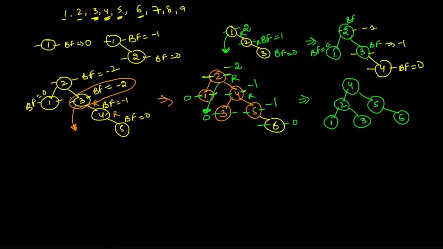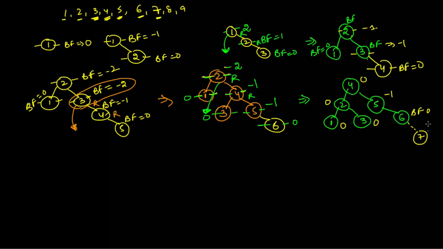Okay, now let us try to find the balance factors here. So here the balance factor is 0, 0, 0. For this 5, the balance factor is -1. For this 2, the balance factor is 0. For this 4, the balance factor is 0. Now the next data is 7. Let us try to add 7 here. So if we add 7, then 7 should come here.